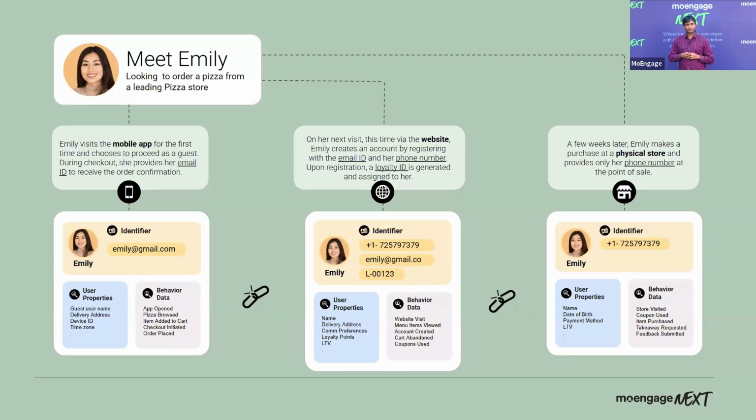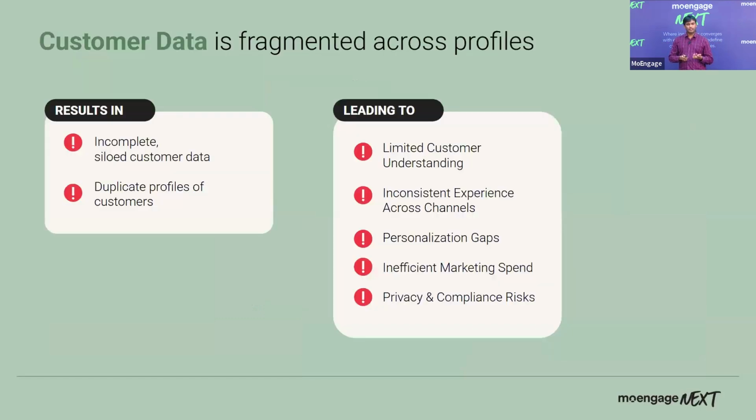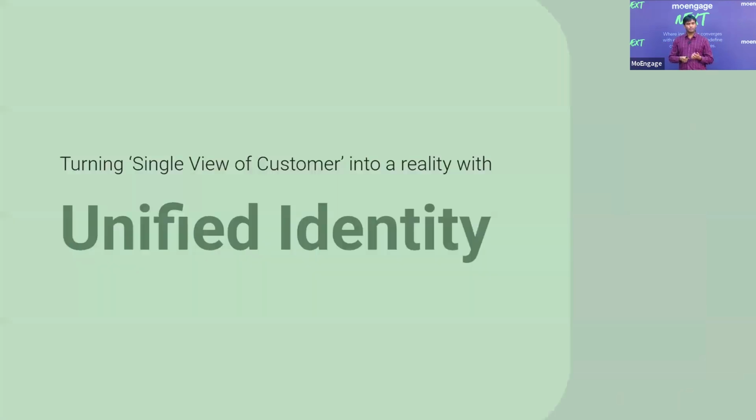And then when they go to the physical store or physical chain, they can just provide the mobile number to make the transaction. And today, for you to stitch all these customer profiles, you need to work with your engineering team to have a common identifier across all these different touch points, and we know that is an extra effort. And we are trying to solve this problem with what we call MoEngage Unified Identity.